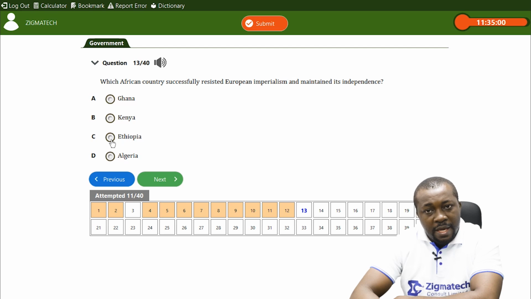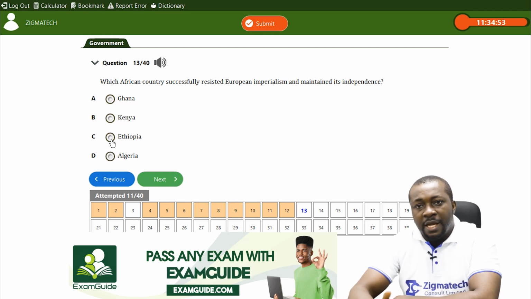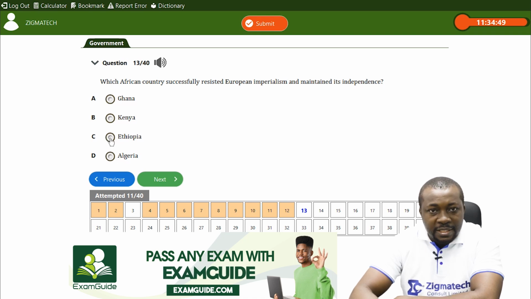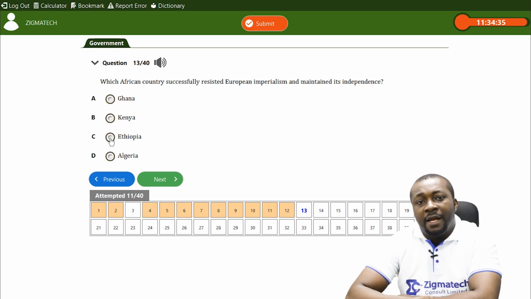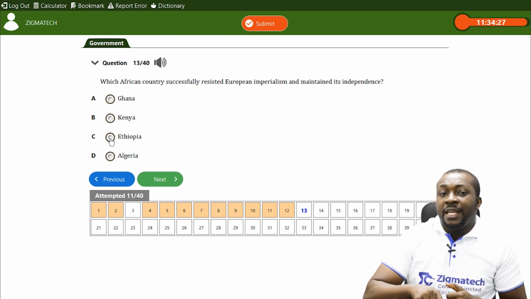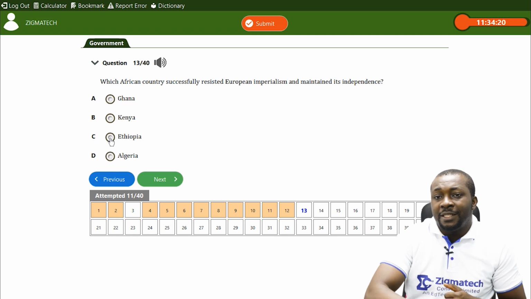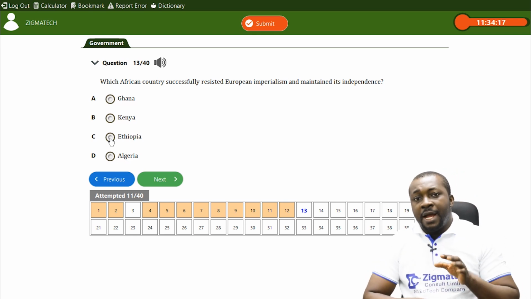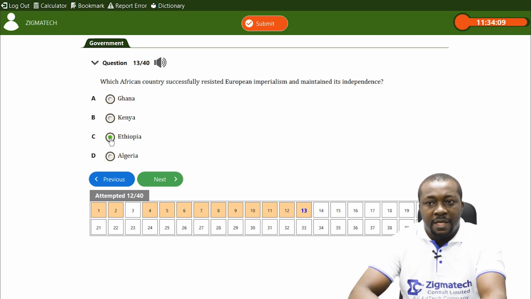Rather, Ethiopia, in around 1889, was able to resist and defeat the Italian invasion. They waged war against Italy, which tried to conquer them, and resisted it successfully and declared its independence. Later, in the 1940s, it maintained its independence, because Italians wanted to seize power, but it maintained its independence. So that is why in Africa, Ethiopia and Liberia were countries that were not colonized. So Ethiopia, C, is the correct option.